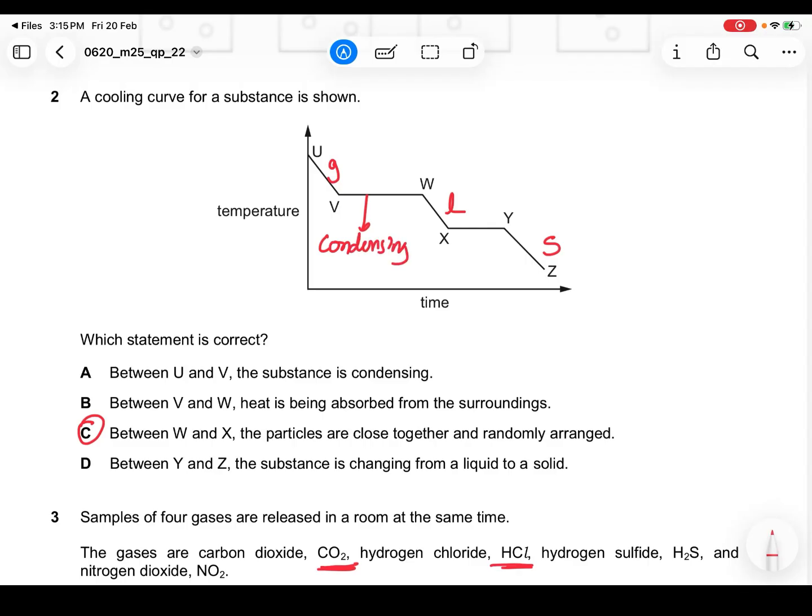Between V and W, heat is being absorbed from the surroundings. We have to understand that it is a cooling curve. So heat cannot be absorbed, heat is released instead. Between W and X, the particles are close together and randomly arranged. So yes, between W and X, the substance is converted into liquid, and the liquid has particles which are close together, and definitely they do not have a specific arrangement, they are randomly arranged.